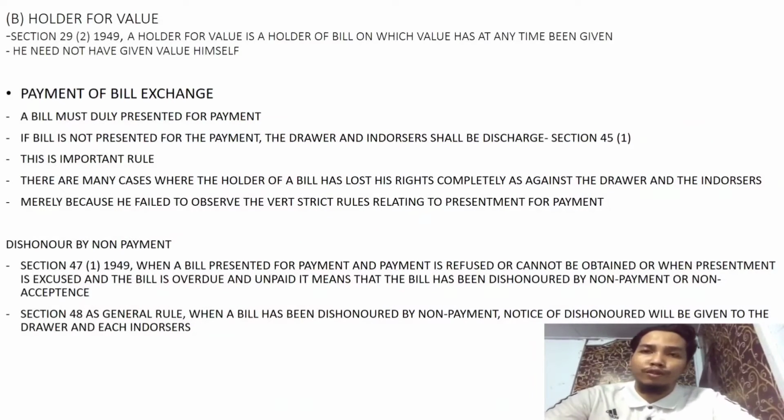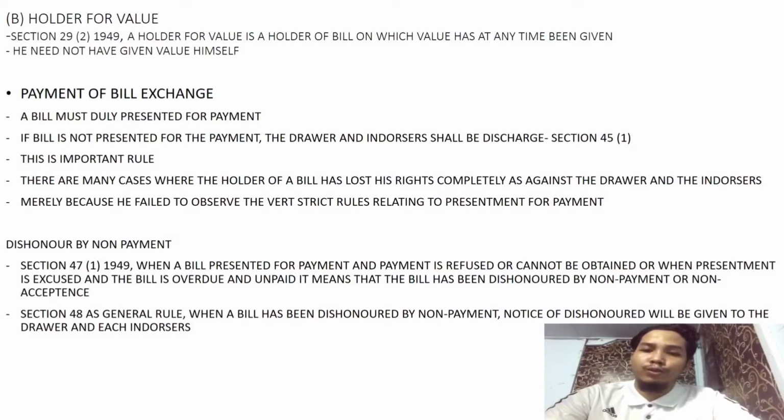Okay, the holder for value. In section 29, subsection 2, Bill of Exchange Act 1949, a holder for value is a holder of a bill on which value has at any time been given. He need not give value himself. Okay, the next topic is the payment of bill of exchange.